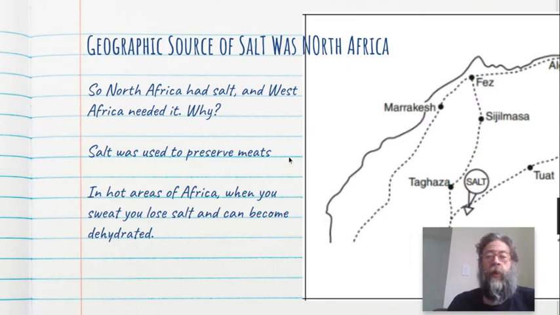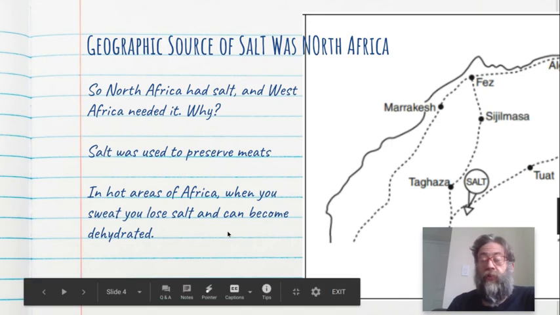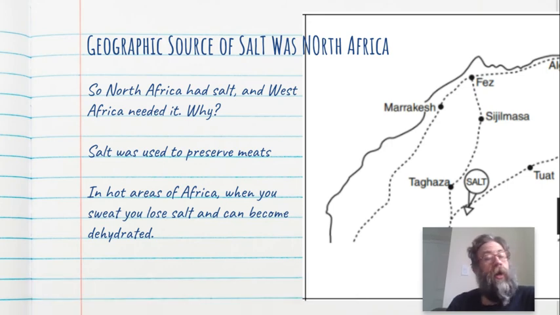So the area we were just looking at is North Africa. The North Africa region had salt, and West Africa needed it. Why? Like we talked about yesterday, salt was used to preserve meats. In hot areas of Africa, when you sweat, you lose salt and can become dehydrated. We looked at the temperature in Timbuktu. It's easily 100 degrees, can reach higher, and it drops very low at night sometimes in the desert. So they're extreme weather, and they need that salt.